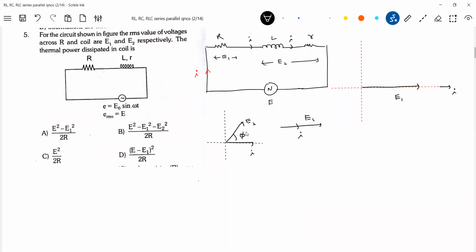So here is E2, and this is the resultant. You combine everything. E1, this will be E2, and this is E. This is of the inductor. I'll write phi, and this is of the total circuit. Some other symbol.